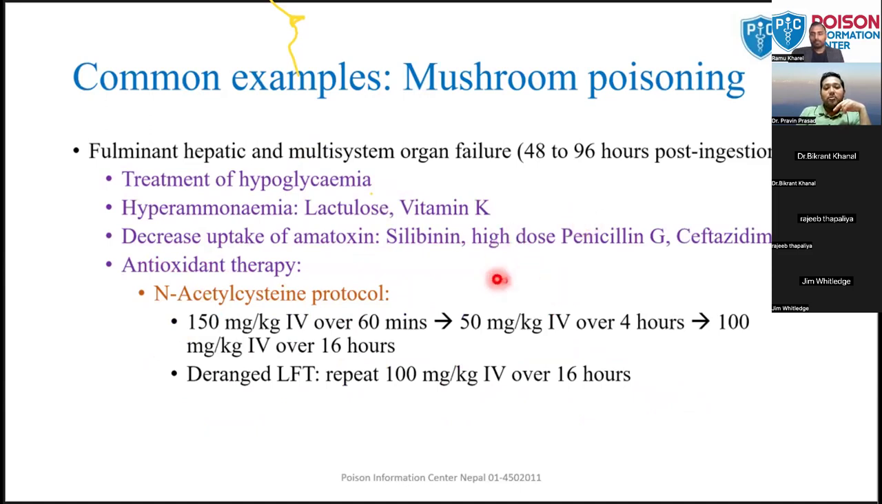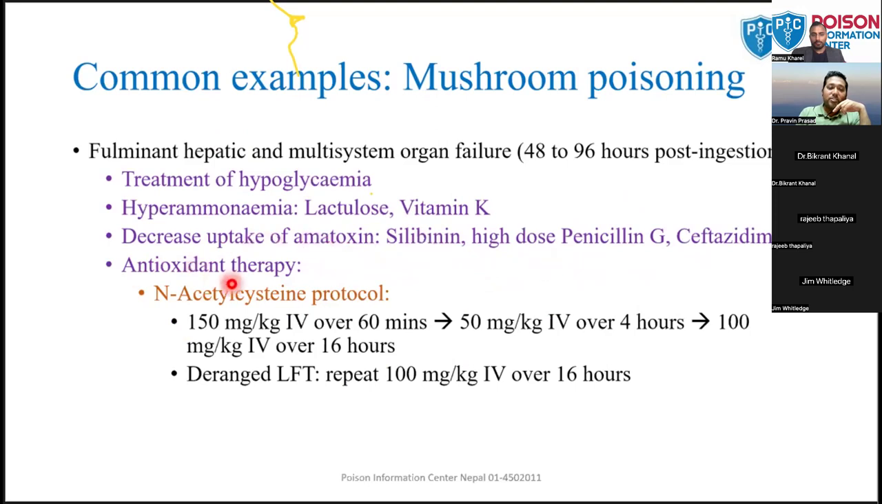Then, one thing that we can try is we can limit the uptake of amatoxin in the liver cells or different organ system cells. So for this, the recommended drug is silibinin, but it's very rare to be available, at least in Nepal. So as an alternative to silibinin, we can go for high dose penicillin G. The dose would be something around 40 million units per day. That would be the maximum dose. And if a patient is allergic to penicillin G, we might want to go for ceftazidime or cephalosporin.